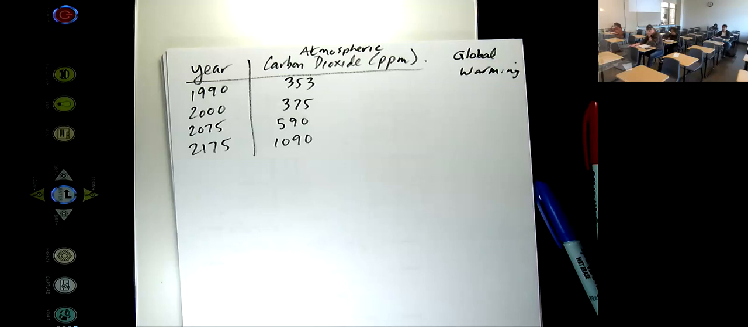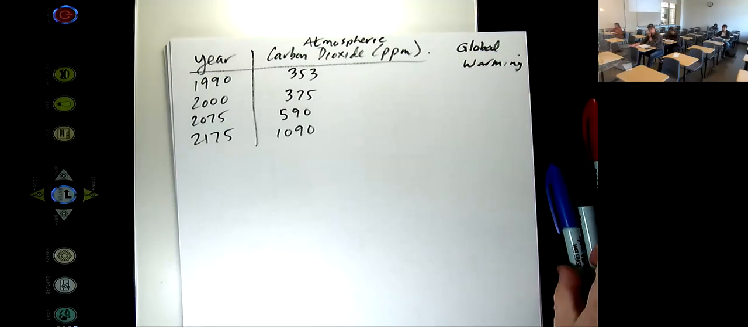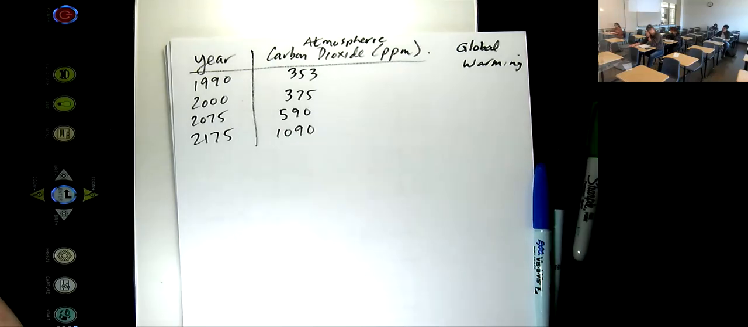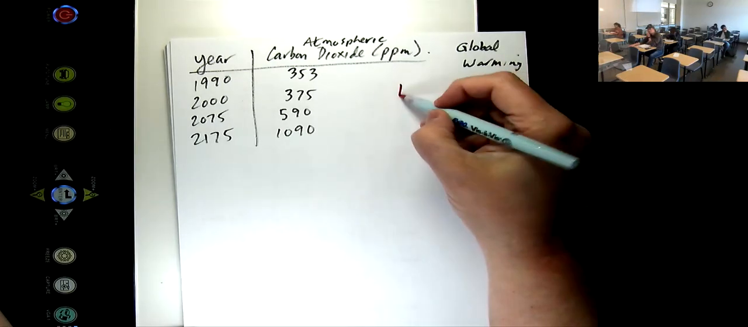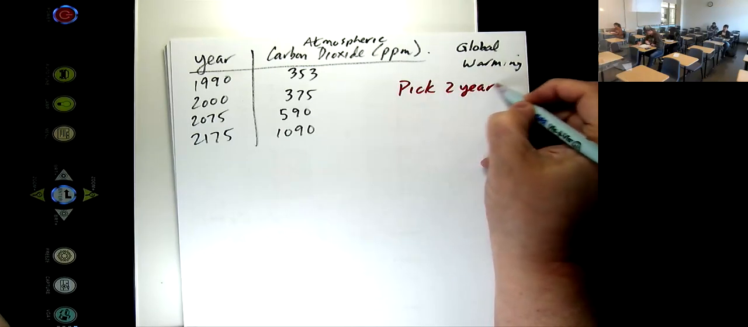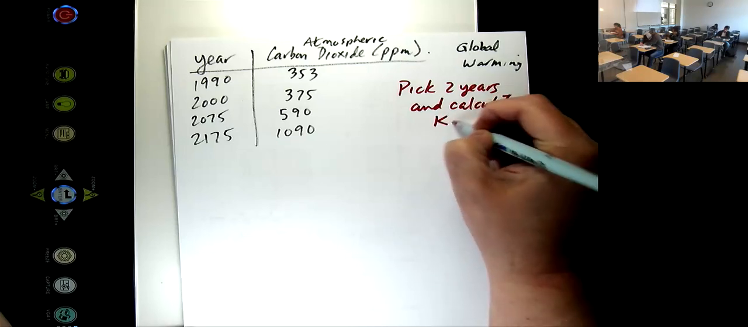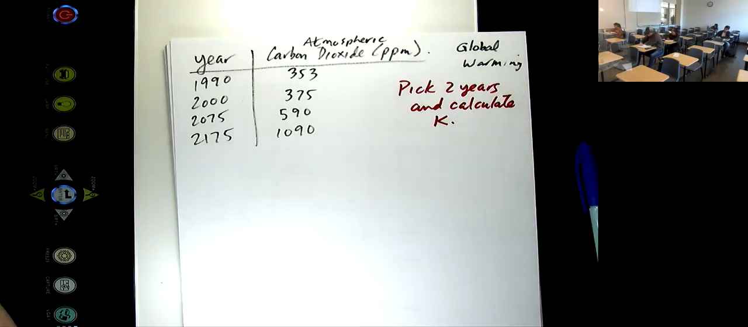One way to find the growth model, because global warming is going to have it growing, is just pick 2 years and calculate K. I strongly suspect K changes as the population changes. Not just the population changes, but we introduce more technology. This is assuming it's just based on population, but we are also introducing more stuff that produces carbon dioxide, like vehicles.